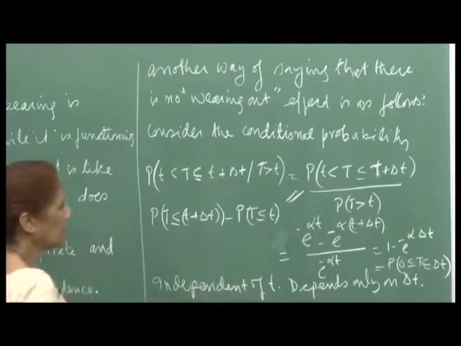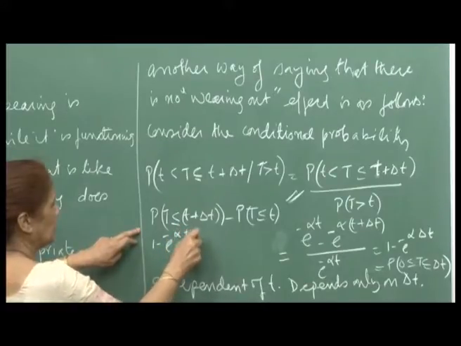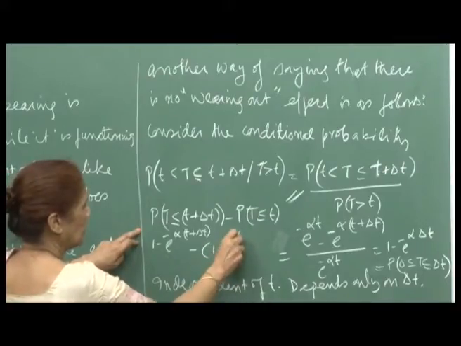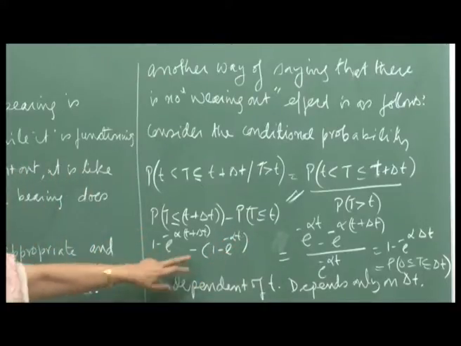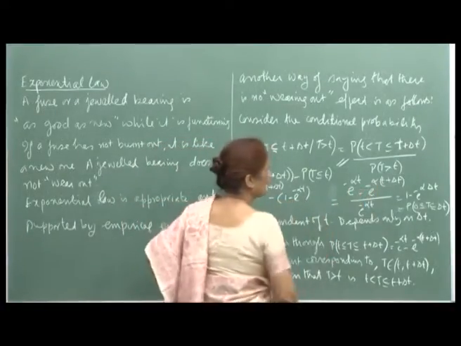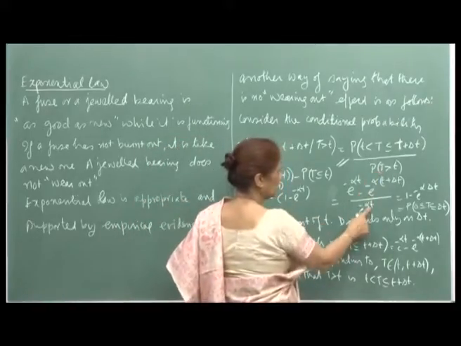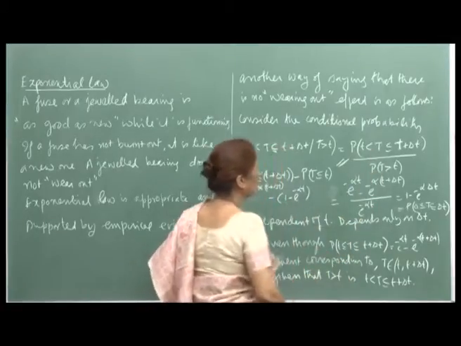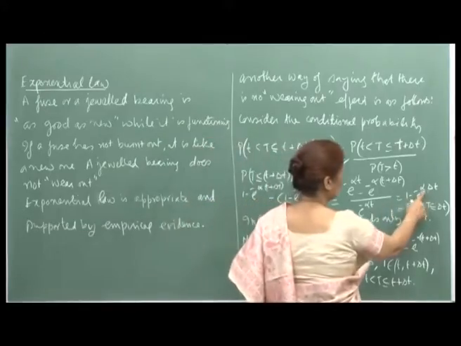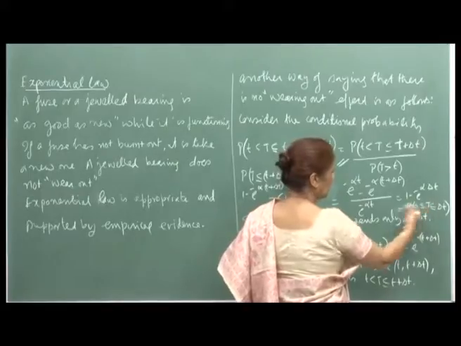Since this is 1 minus e raised to minus alpha of t plus delta t, minus 1 minus e raised to minus alpha t, the 1 cancels out and you will be left with e raised to minus alpha t minus e raised to minus alpha of t plus delta t, divided by this probability, which is e raised to minus alpha t. This of course, I am showing you for the exponential law. So, therefore, this is 1 minus e raised to minus alpha delta t, which is nothing but the probability that T lies between 0 and delta t.